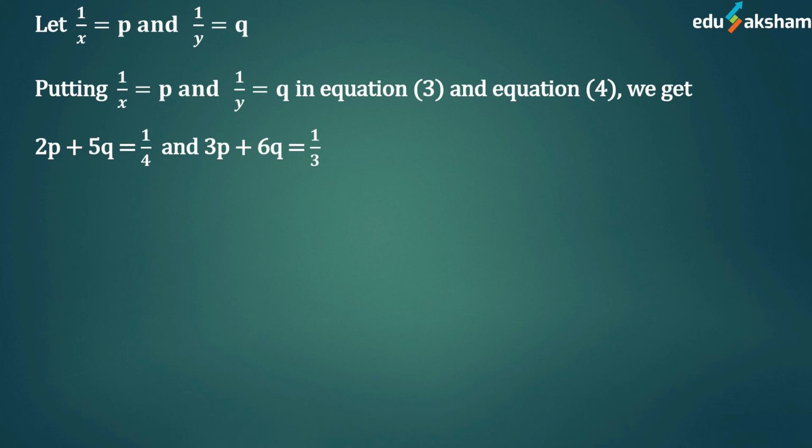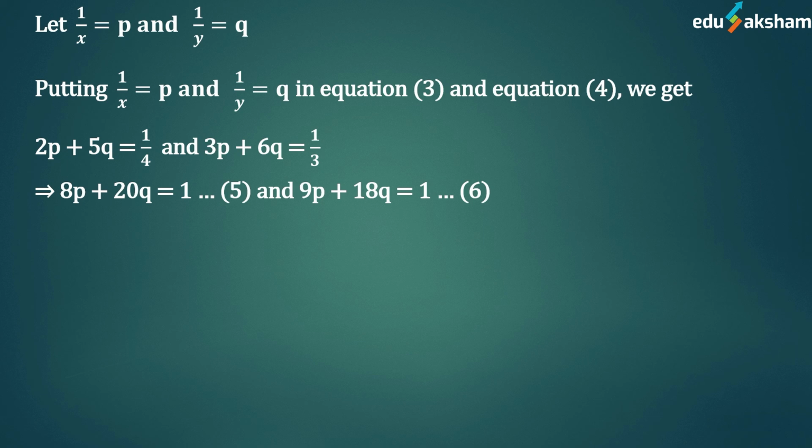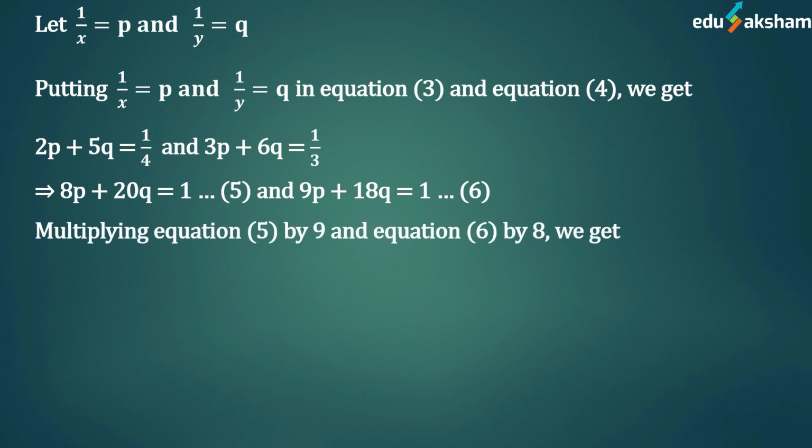अब इन्हें अगर हम सिंप्लीफाई करें तो हमें मिल जाएगा 8p plus 20q equal to 1, which will be equation number 5, and 9p plus 18q equal to 1, which will be our sixth equation. We will try to solve this pair of equations with the elimination method. So we will multiply equation number 5 with 9 and we will multiply equation 6 by 8.